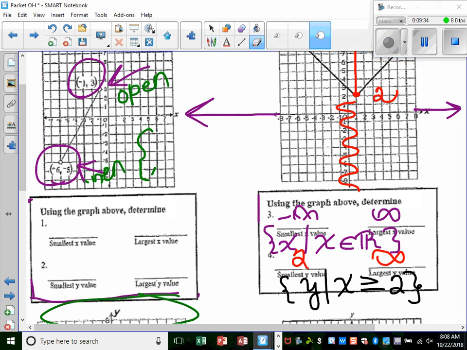My fault, I put an x instead of a y. All right. Any questions?